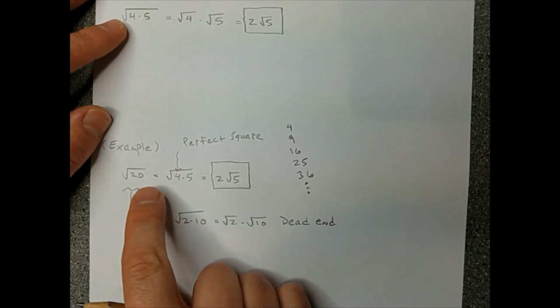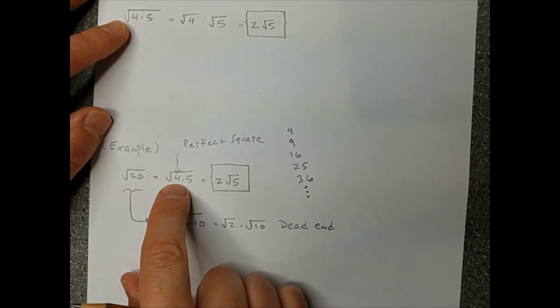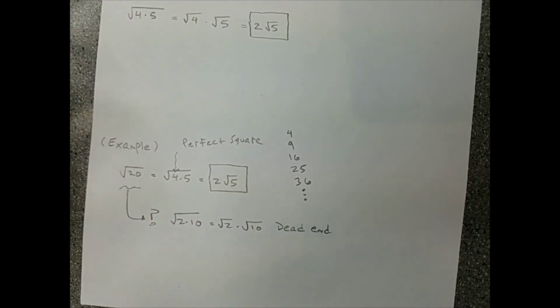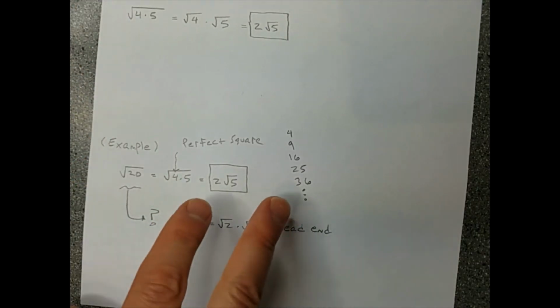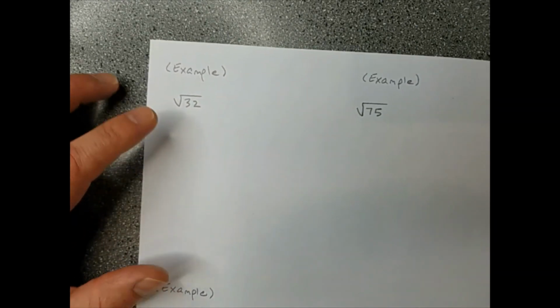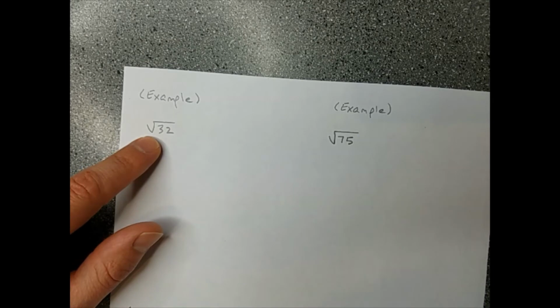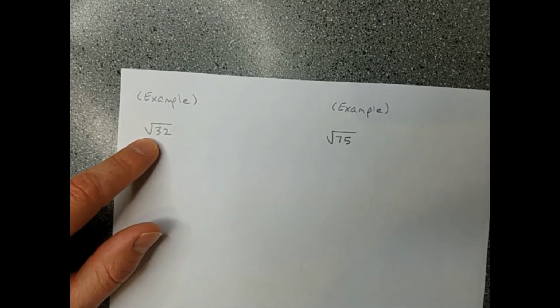We want to factor our number in a way that one of the factors is a perfect square. Okay. So let's see a few other examples, to help you get the hang of it. What about root 32? Now that's not a perfect square. There's not a nice round number, a whole number that you can square to get 32.